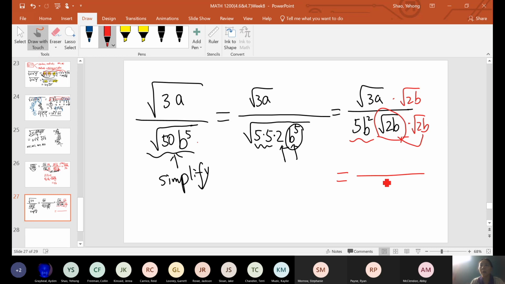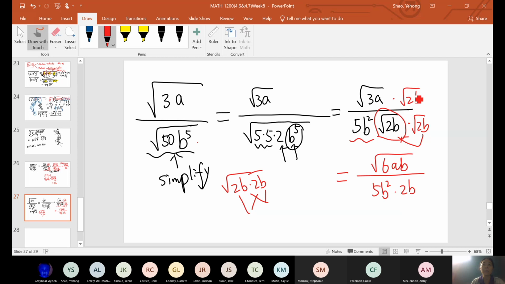So let's see. The bottom is 5b squared and square root 2b times square root 2b. That's just going to be 2b. Again, we can move a little faster now, because 2 copies of 2 and 2 copies of b can come out to become 2b. And in the numerator, we can just multiply the number and number. 2 times 3 is 6. A times b is ab.